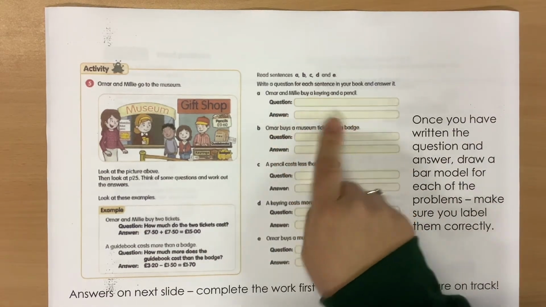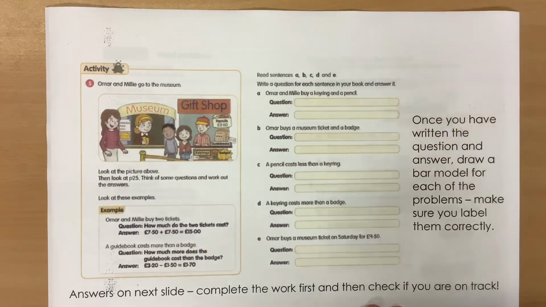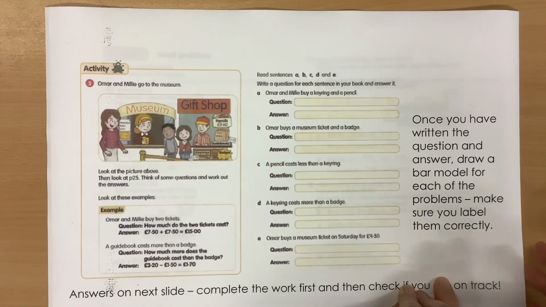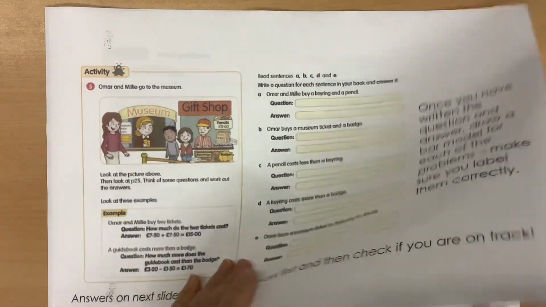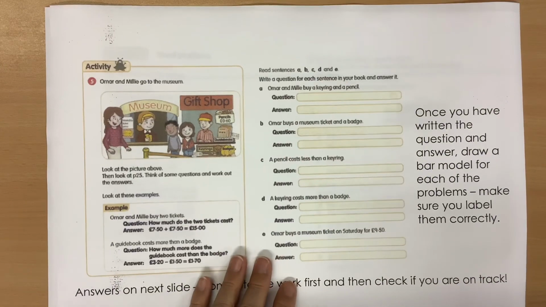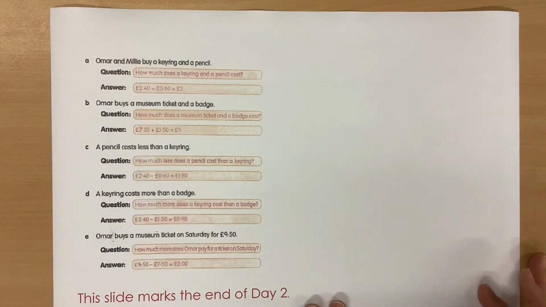Once you've written the question and answer, it would be really good if you could draw a bar model next to it to show how you would answer that question with a bar model, making sure that you label each part of the bar model correctly. So pause the video, have a go at all of the questions for today, and we will go through them in tomorrow's video. If you do want to check your answers before then, once you've finished them, you can unpause the video and have a look at the answers. So there are the answers to today's questions, and we will go through them in more depth tomorrow.